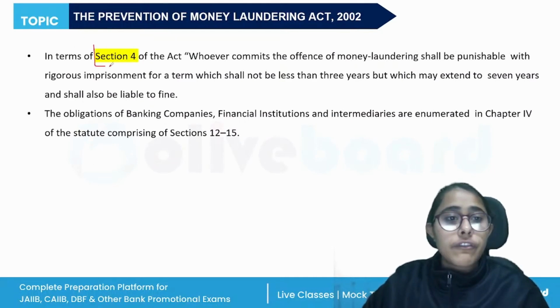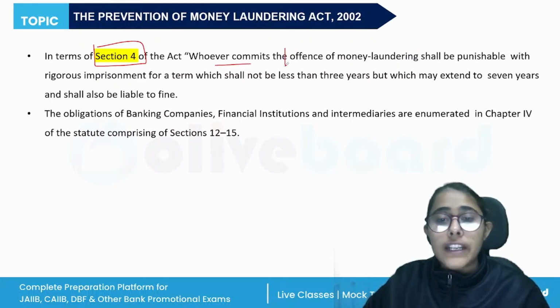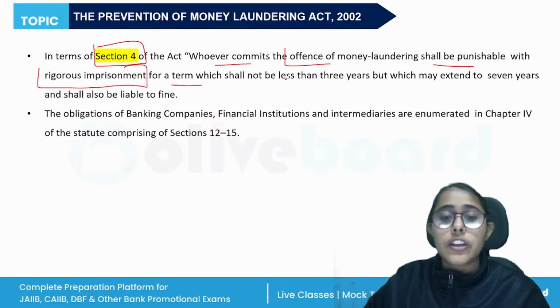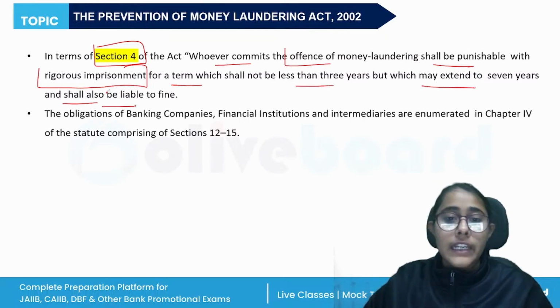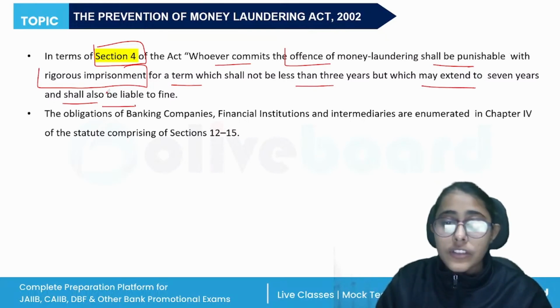Then we have section 4 of the act, which says that whoever commits the offense of money laundering shall be punishable with rigorous imprisonment for a term which shall not be less than 3 years and can be extended to 7 years, and also shall be liable to fine. So section 4 talks about what? Section 4 talks about the punishment for money laundering, right?